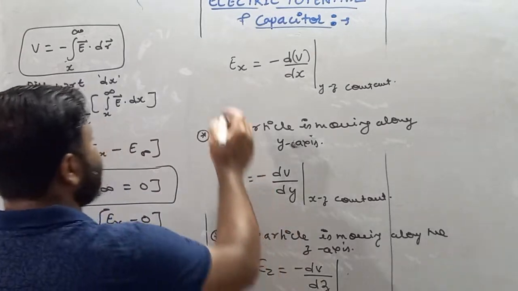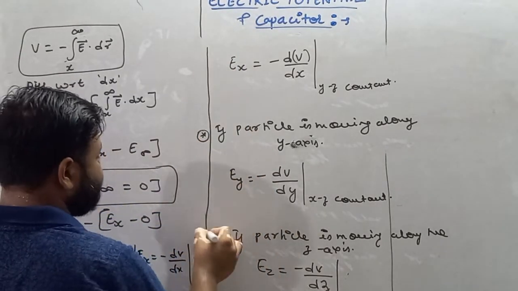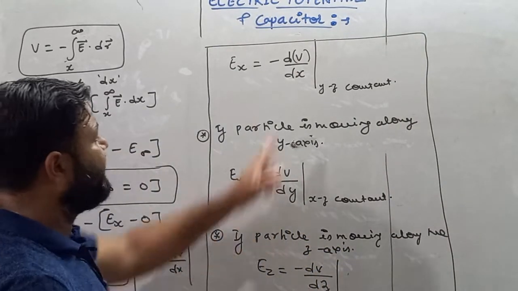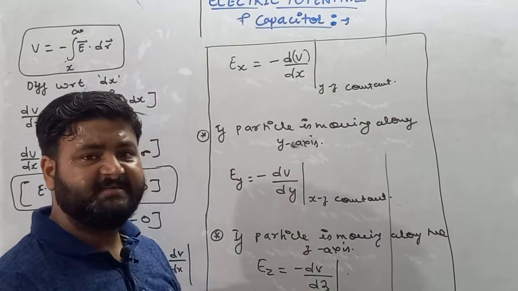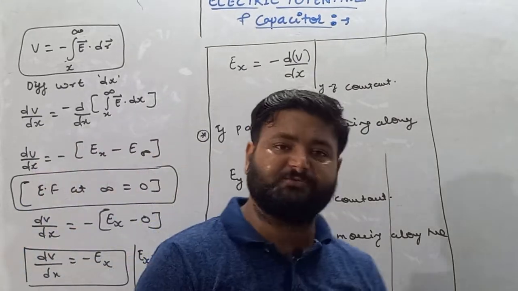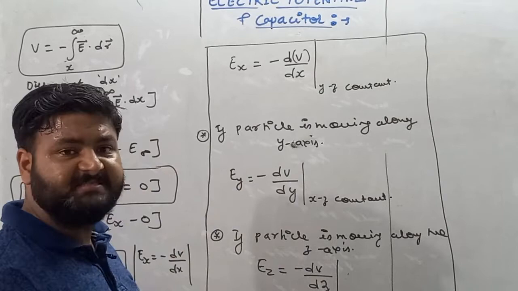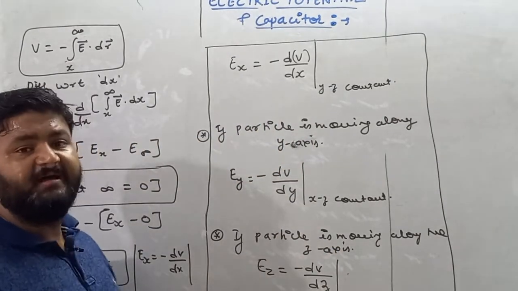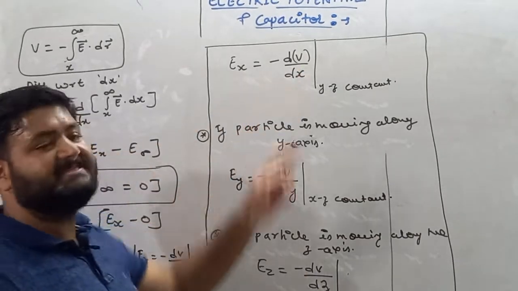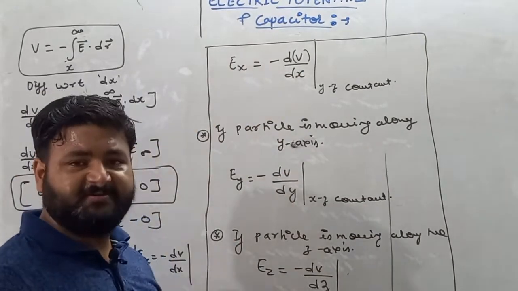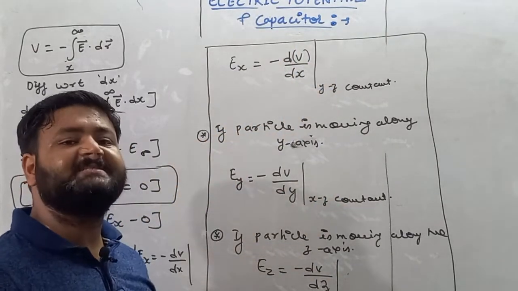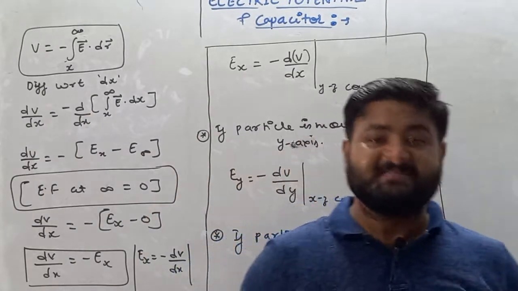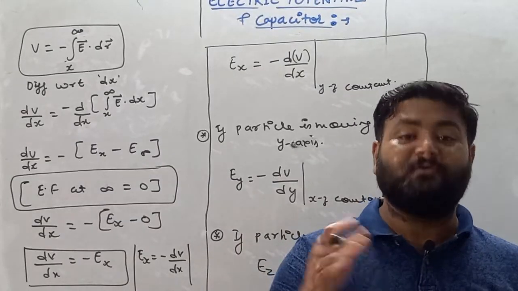So what we see here is that if we differentiate the potential with respect to x, we get the electric field along the x-axis. If we differentiate the potential with respect to y, we get the electric field along the y-axis. If we differentiate it with respect to z, we get the electric field along the z-axis. One more thing: electric field is a vector quantity and electric potential is a scalar quantity. So this shows that if you differentiate a scalar, you get a vector quantity.